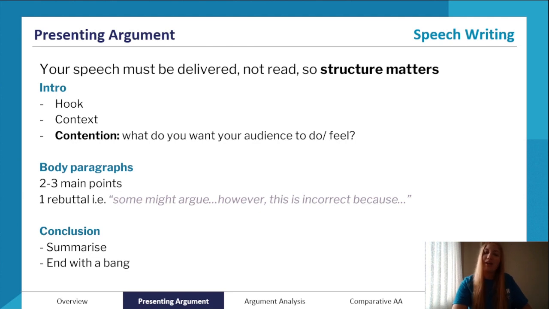What do you want your audience to do or feel? Basically, make it clear if you think the issue is good or bad and why, and what you want to be done about it. What should the audience think? And all of your sub arguments, your body paragraphs, is your justification for that contention, all those mini arguments that you have.